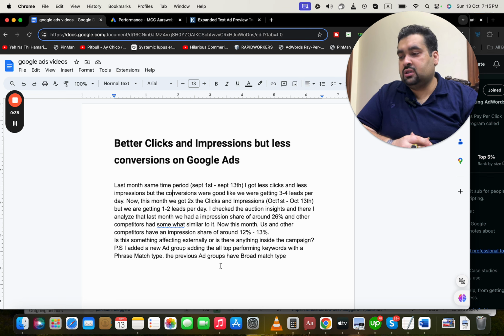I checked the auction insights and analyzed that last month we had an impression share of around 26%, and the other competitors had somewhat similar. Now this month, us and other competitors have an impression share of around 12 to 13%. Is this something affecting externally, or is there anything inside the campaign? I added a new ad group with all the top performing keywords in phrase match type. The previous ad groups have a broad match type.